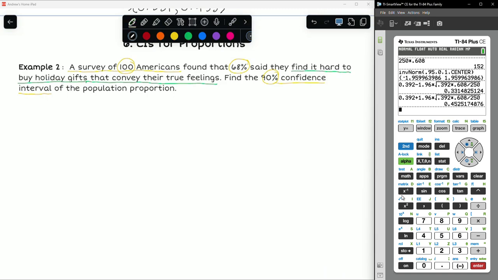So we'll go ahead and start our confidence interval process. We are looking for the proportion of Americans who find it hard to buy holiday gifts that convey their true feelings.